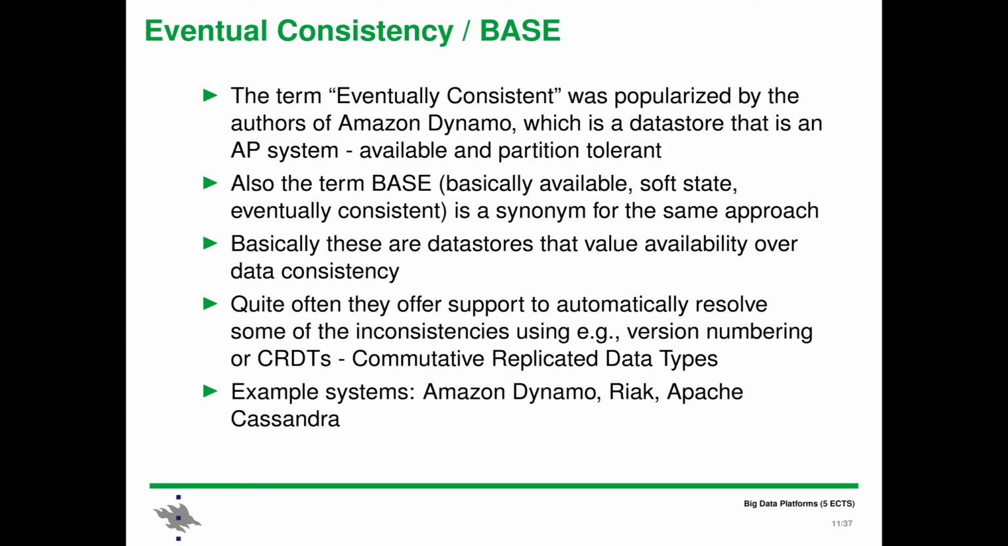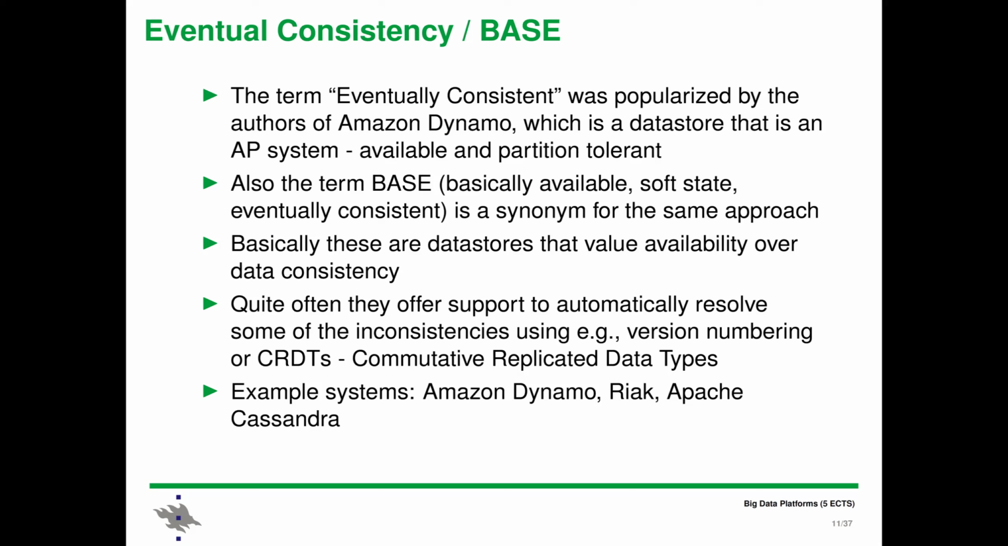And now you might also run into terminology called BASE: basically available, soft state, eventually consistent. And it's basically a synonym for the same approach. So eventually consistent and BASE and AP are basically the same thing. They are just different names, I would say even marketing names, for the same thing. So basically, these are all data stores that value availability over data consistency. So they are AP systems.